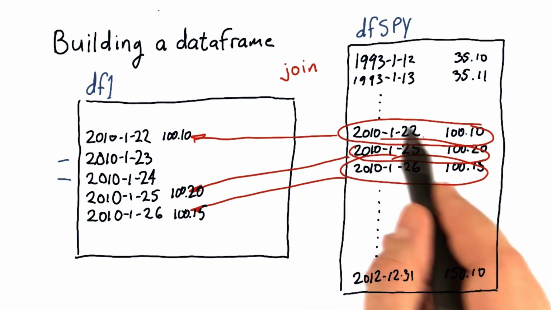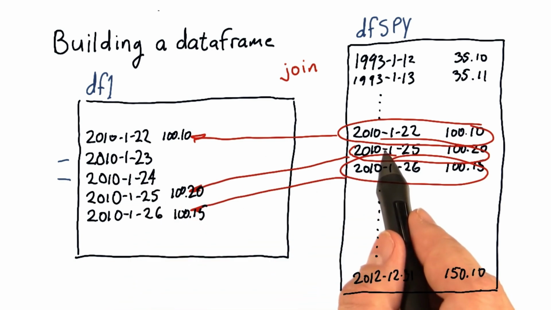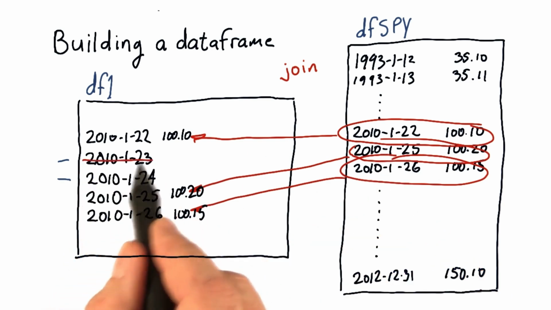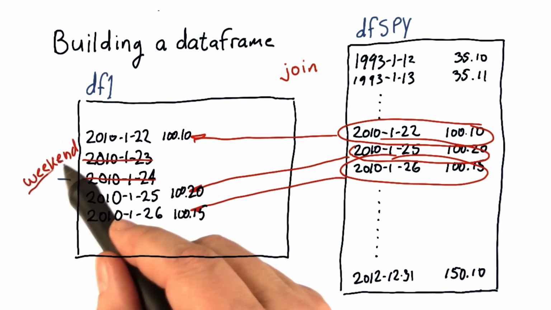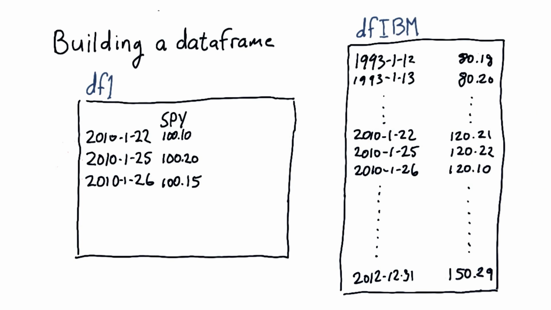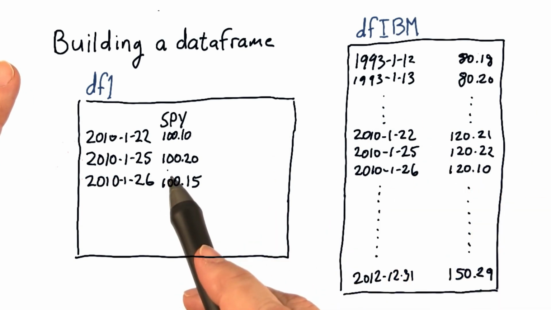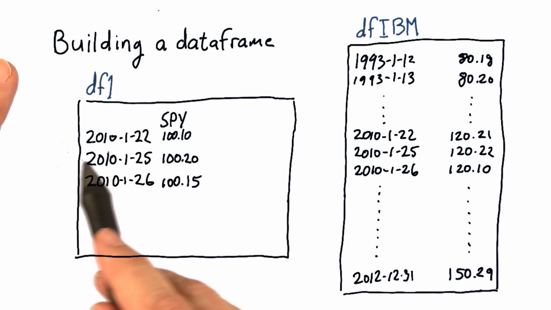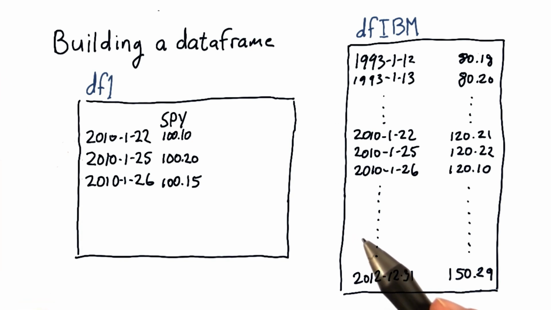But note, because of the join, these 2 days are missing from SPY, and the result of the join is they are eliminated from our data frame. They're eliminated because this was the weekend. There was no trading, because we know that because SPY is our reference. All right, so here's our original data frame now after we've loaded in SPY, and those weekend days that were here are gone because of that join.